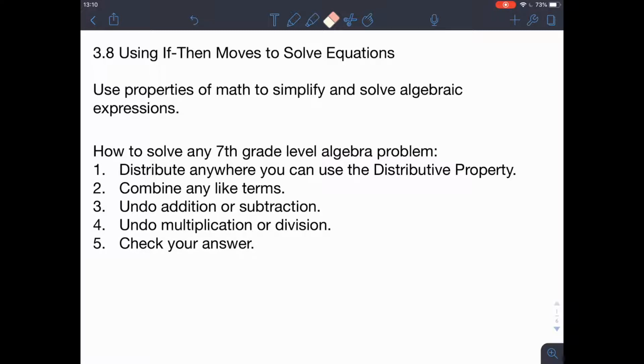We'll be using the same 5 steps that we have been using in this half of our module, which is first to distribute wherever you can use the distributive property, then combine any like terms, then undo addition or subtraction, then undo multiplication or division, and finally, it's always good to check our answer by evaluating our equation.